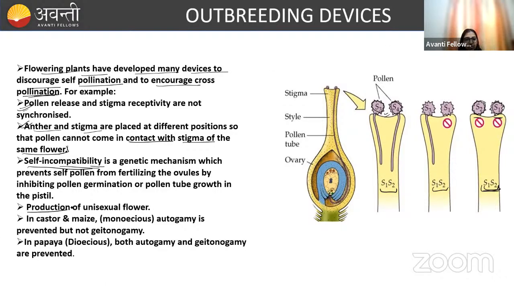Then there is the production of unisexual flowers, which is a dioecious condition. If the plant is dioecious or produces unisexual flowers, then there is a chance that this plant will show cross-pollination. In case of castor and maize, which are monoecious, the autogamy is prevented but not geitonogamy. In papaya, which is dioecious, both autogamy and geitonogamy are prevented. Remember, this is very important.